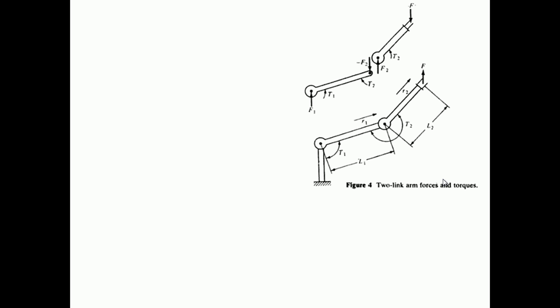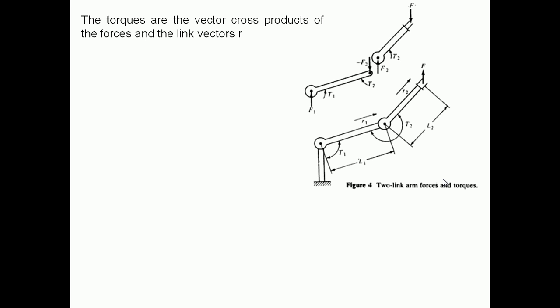So consider this again. Further I want to explain this. The torques are the vector cross products of the forces on the link vectors. So now you have to know that it's a cross product, try to understand that. It's not a dot. So T1 is equal to, if you are taking T1, the torque T2 plus R1 into F. So I'm taking with respect to the origin. T1 is equal to T2 plus R1 into F.